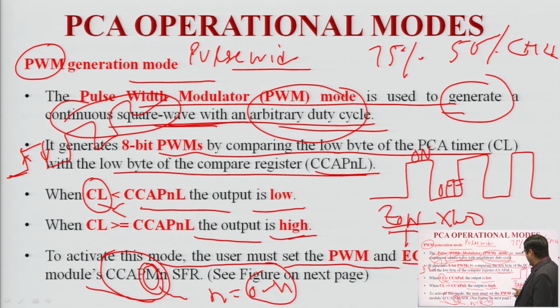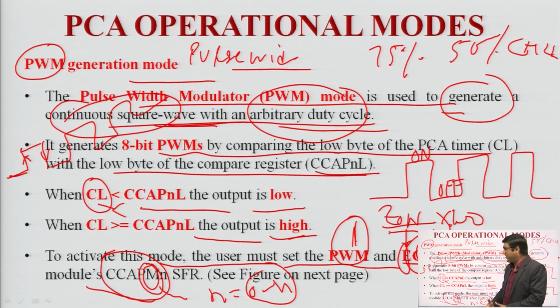The value of the PWM and ECOM bits should be 1 if we are going to work in the PWM generation modes. So, to activate this mode, the user must set PWM to 1 and ECOM to 1. PWM mode should be 1, and ECOM means enable comparison, because we are comparing the values in between two registers. So, ECOM should be set, and when they are set in the CCAP register, we can say that we are working in the PWM generation mode.